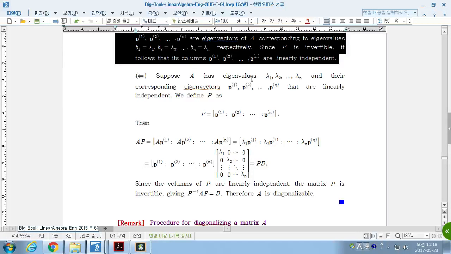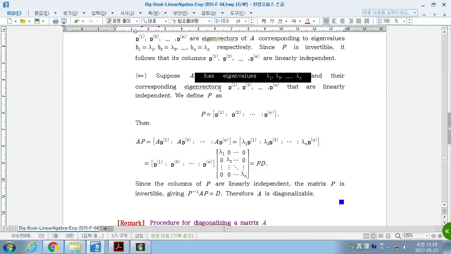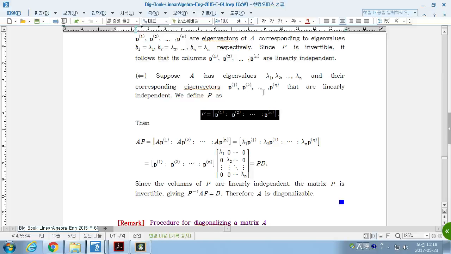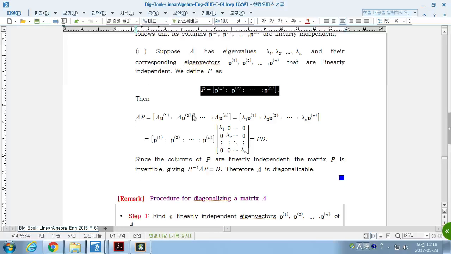Suppose A has eigenvalues like this, then their corresponding eigenvectors are the Pj's. Then form a matrix P whose column vectors are these eigenvectors. Then AP can be written in this way. Since this is the eigenvalue and eigenvector relationship, this can be written here. You can write this matrix as the product of this matrix P times a diagonal matrix. Okay? First column, λ1 times P1. Second column, λ2 times P2. Last column, λn times Pn. This matrix is P and this matrix is D.